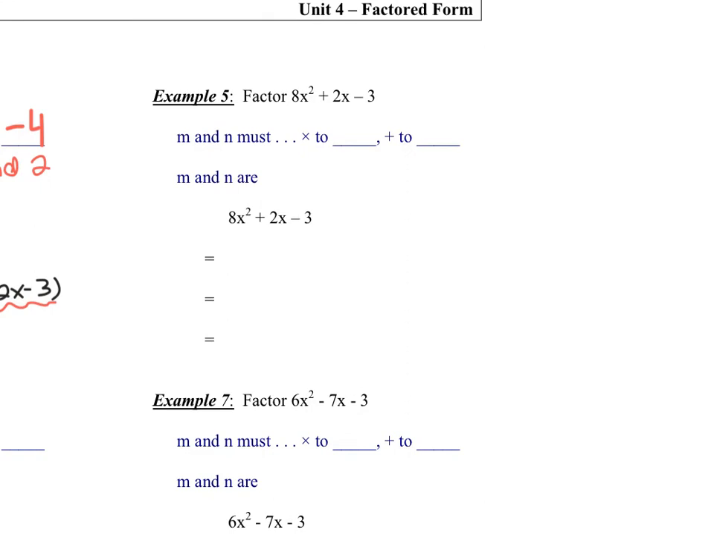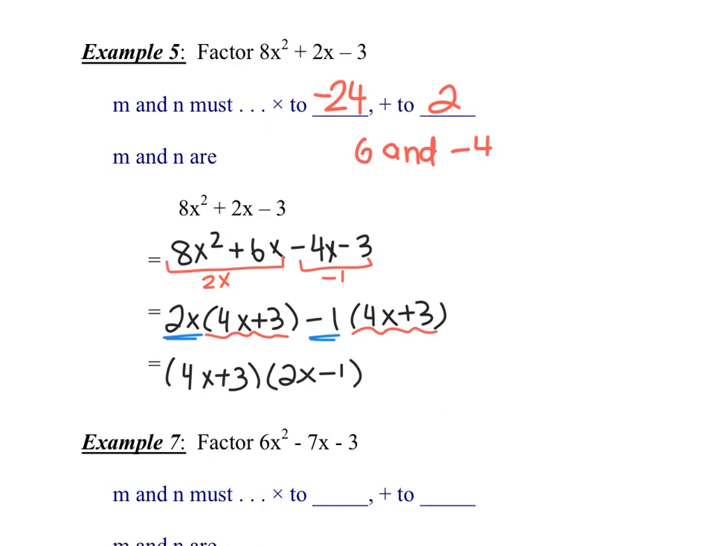Okay, example 5. Find two numbers that multiply to 8 times negative 3, so that's negative 24, and add up to 2. Pause the video right here and try it on your own. Okay, so your magic numbers should have been 6 and negative 4.